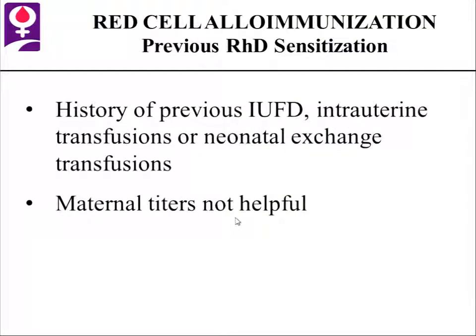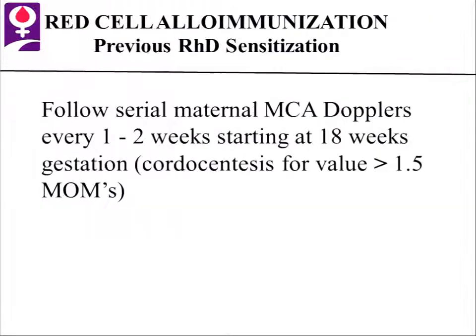If the patient has had a previously affected baby, we're going to be a little more aggressive. We're not going to worry about titer as much because it doesn't help us past the first pregnancy, and we're simply going to go straight to testing. We're going to do Dopplers again starting at about 18 weeks and do them every couple of weeks, looking for a change.